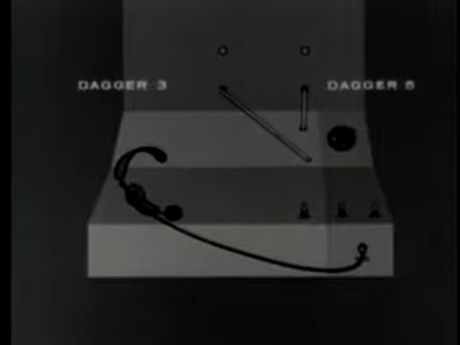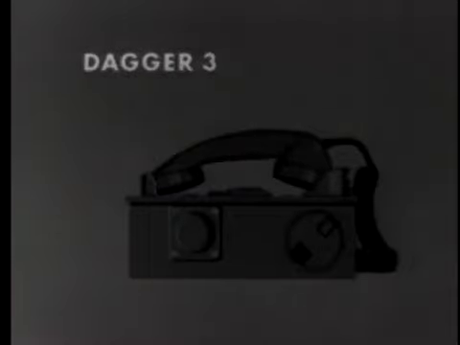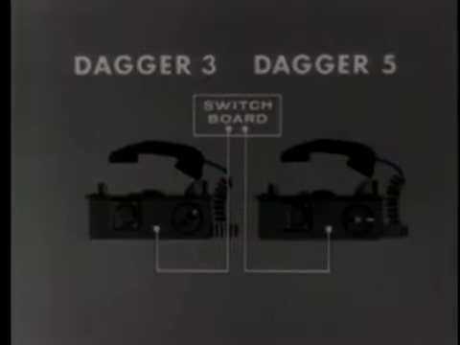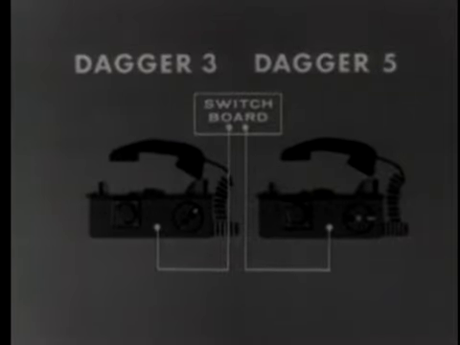Dagger switchboard. Dagger 3. Dagger 3. Dagger 3. Dagger 5. And the conversation proceeds.